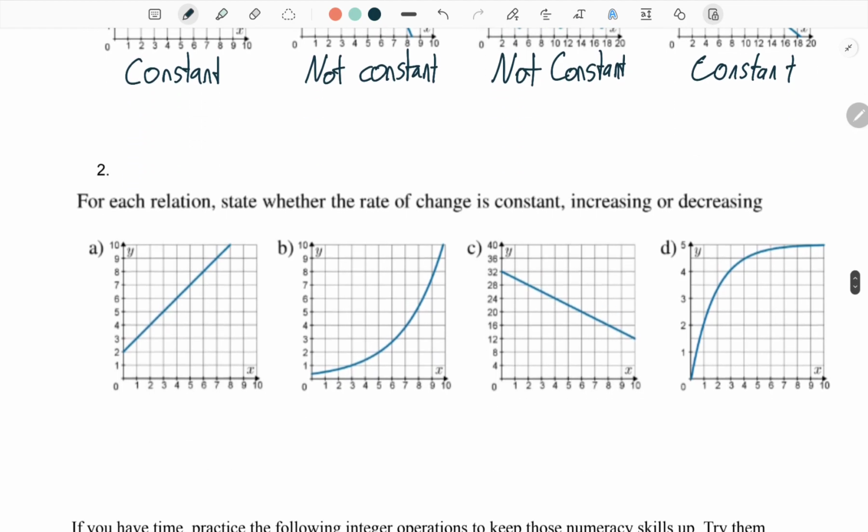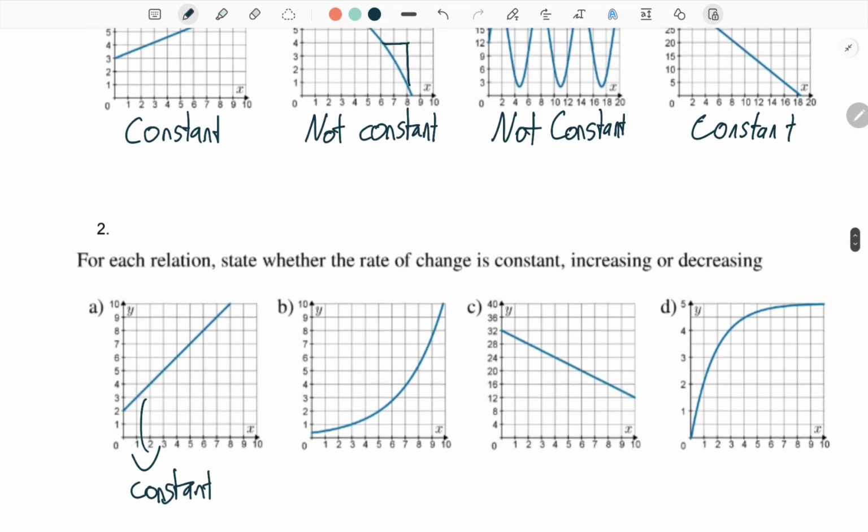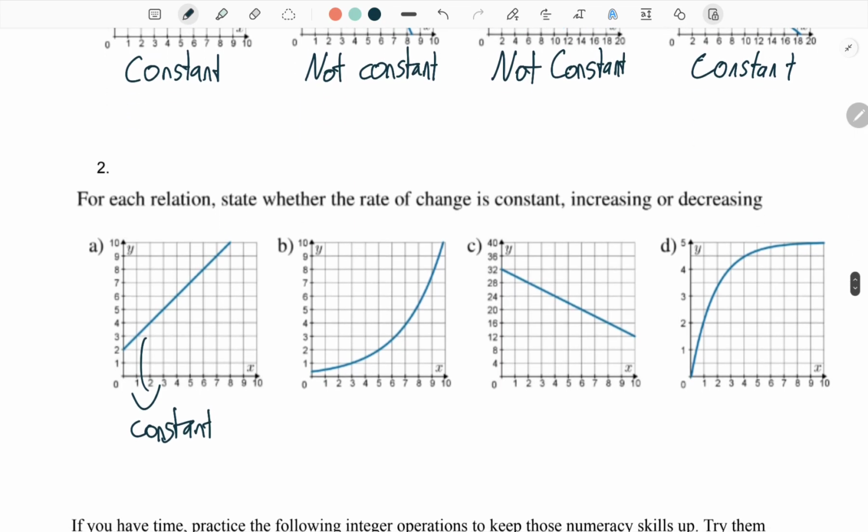All right, next. Now we want to specifically look at the rate of change. Not only do we want to identify if it's constant, but if it's not, is it increasing or decreasing? So as I said, a straight line is always constant. So we've got that first one nice and easy. It's the same graph as the one up above, pretty much. Let's even skip to C. That's another straight line, so that's constant.